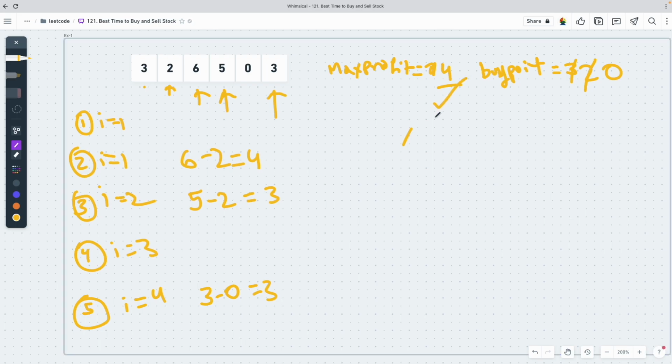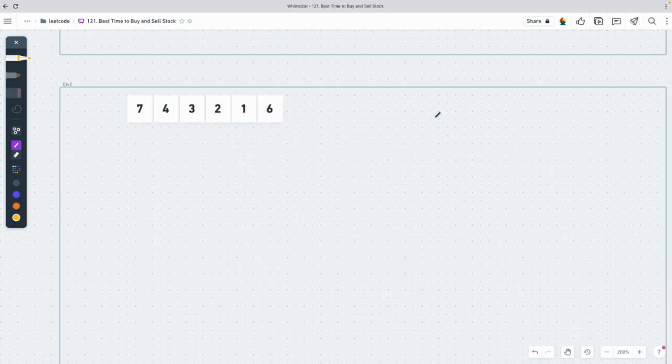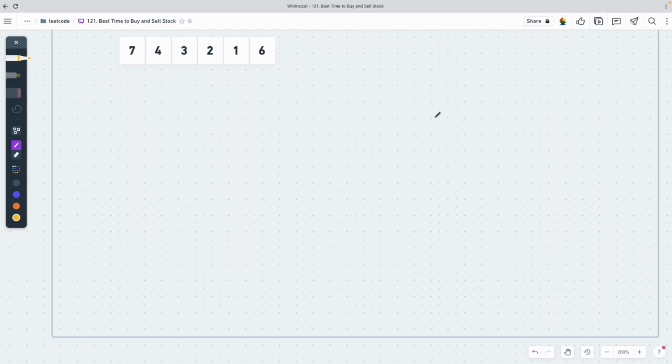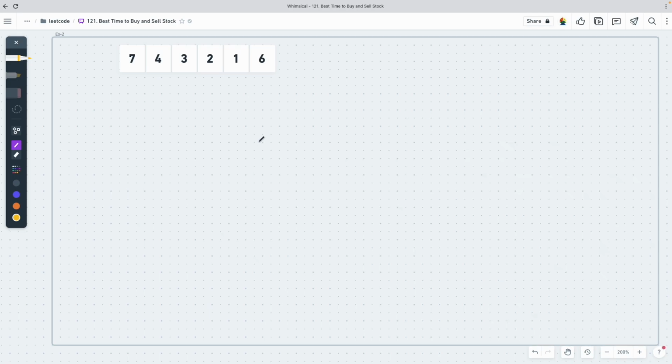Okay. Let's see the same thing with another example. Let's say we have an array like this: 7, 4, 3, 2, 1. So here in the first iteration, I equal to 0. And we have two variables to initialize. One is max profit, which is initialized to 0, and buy point, which is initialized to array of 0, which is 7.